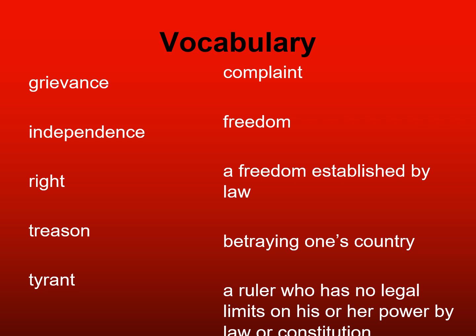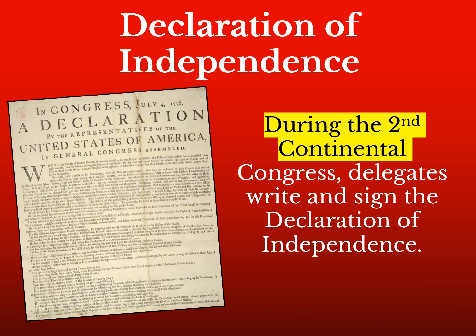And then we have a tyrant. A tyrant is a ruler who has no legal limits on his or her power by law or constitution. That means they can do whatever they want and nobody can do anything about it. And this is how the colonists felt about King George III. They felt he was kind of a tyrant. So let's get started with the Declaration of Independence.